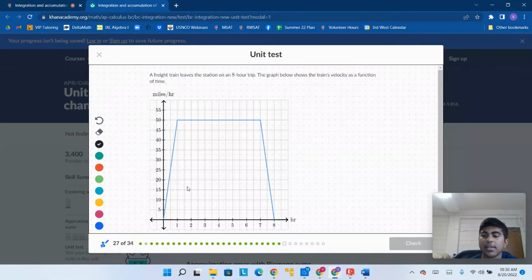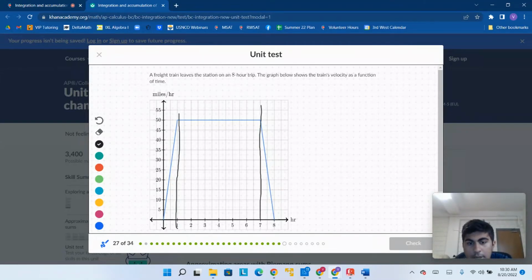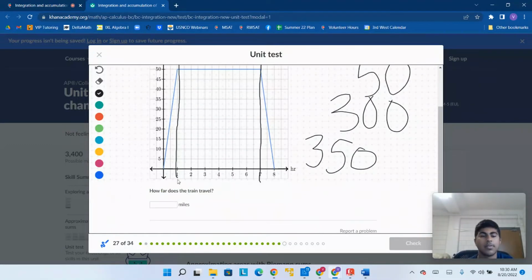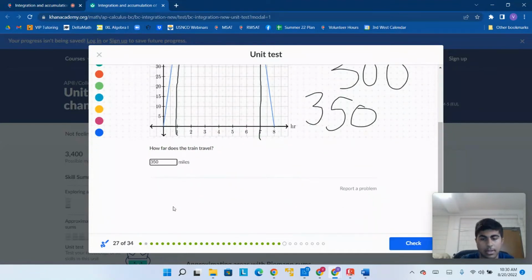Anyway, we're given a velocity. We're trying to find how far does it travel, the distance. It's going to be the area under the curve. The area under the curve, you have a triangle here, you have a triangle here. That's going to be length 1, up to 50. 1 and 50, it's going to be 25 here, 25 there, or 50 total. Plus you have a rectangle length 6, up to 50, that's going to be 300. It's going to be 350. 350 miles. And we can keep going.